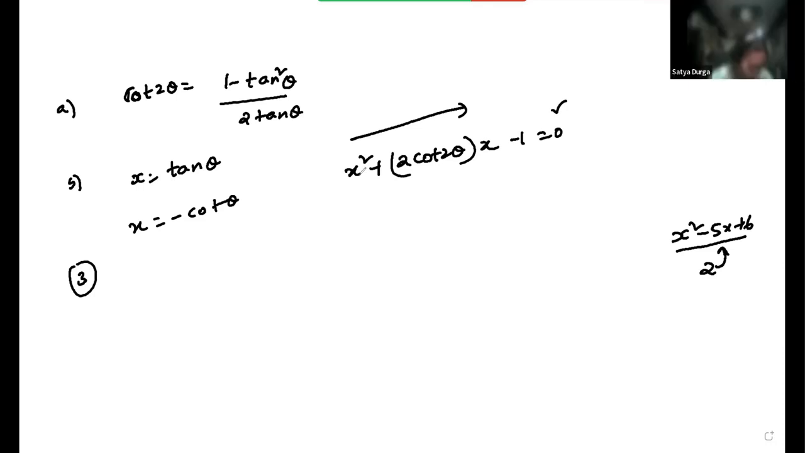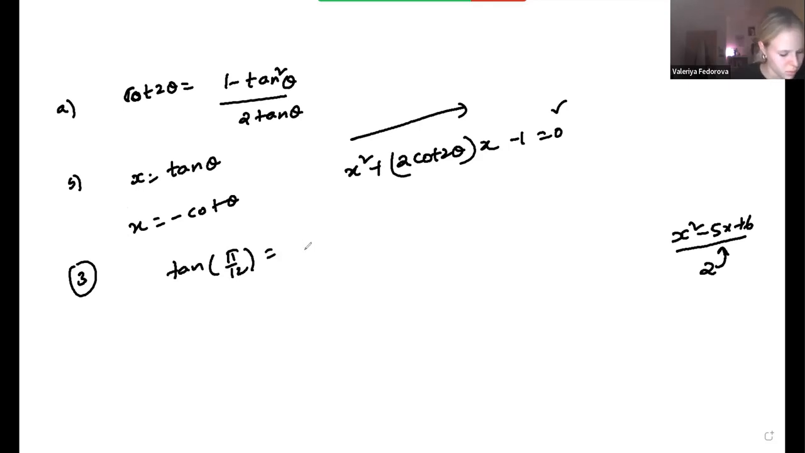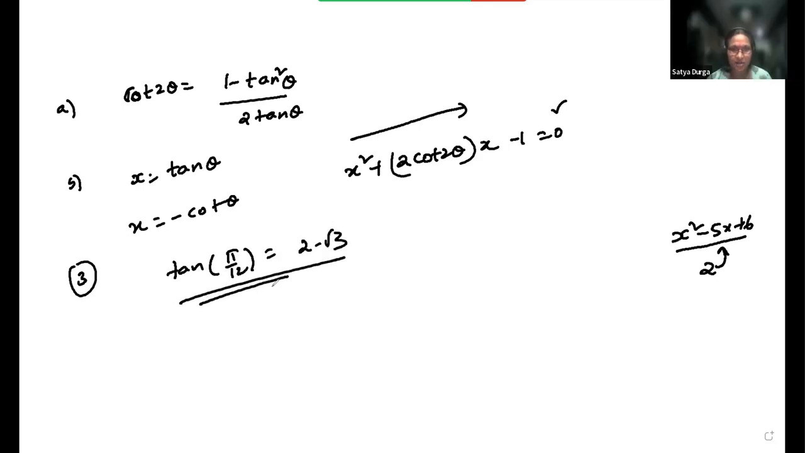Next one, coming to part three: hence or otherwise show that the exact value of tan pi by 12 is equal to 2 minus root 3, they are asking. Here you did wrong in this question. There you lose the marks.